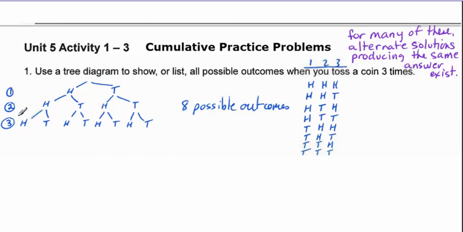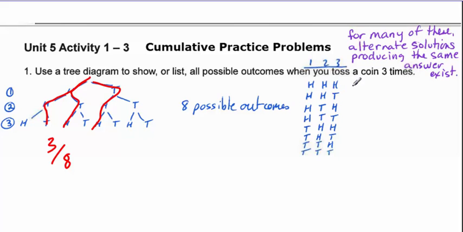If you wanted to take it a little further and figure out in how many situations we got exactly two heads, you can just follow the paths. So there's two heads there, two heads there, and two heads there. And that's all the possibilities. So 3 out of the 8 possibilities give us exactly two heads.